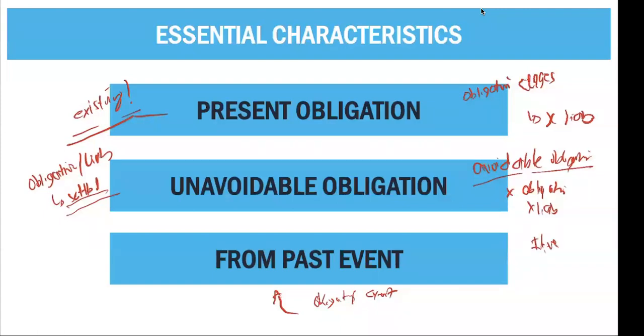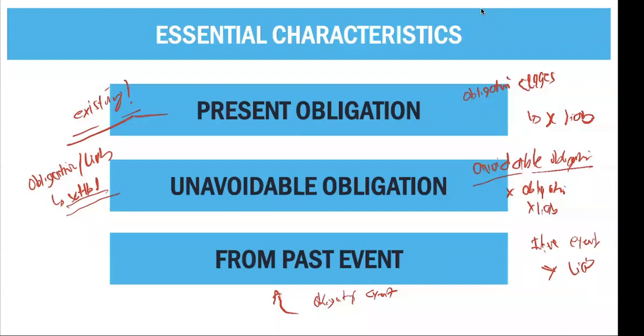Because if that is a future event, meaning it did not yet happen, it is not yet completed, as we said, it is not considered a liability. Clear? So take note of the following characteristics. It must be a present obligation, it is existing. It must be unavoidable because once it becomes avoidable, it is not a liability.